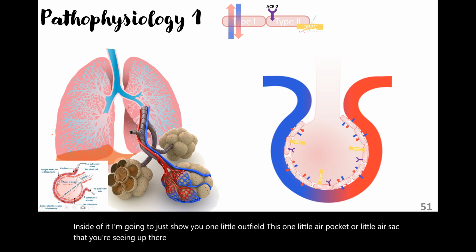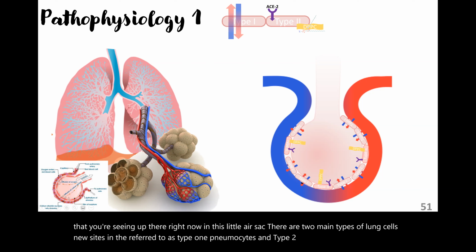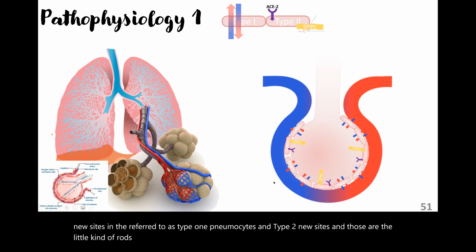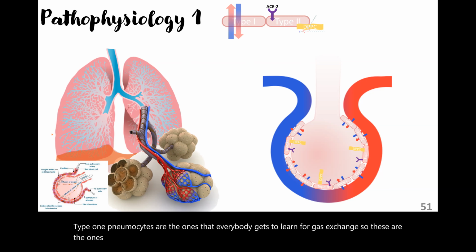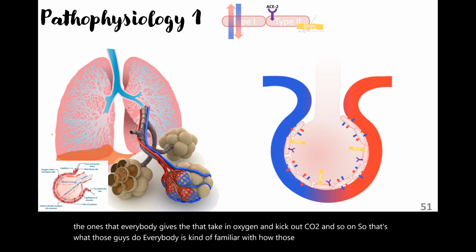Now, in this little air sac, there are two main types of lung cells. These are called pneumocytes, and they're referred to as type 1 pneumocytes and type 2 pneumocytes. Those are the little rods that I've drawn inside this structure, right? Type 1 pneumocytes are the ones that everybody learns for gas exchange. These are the ones that take in oxygen and kick out CO2 and so on. Everybody's familiar with how those lungs usually work and help you breathe, right?